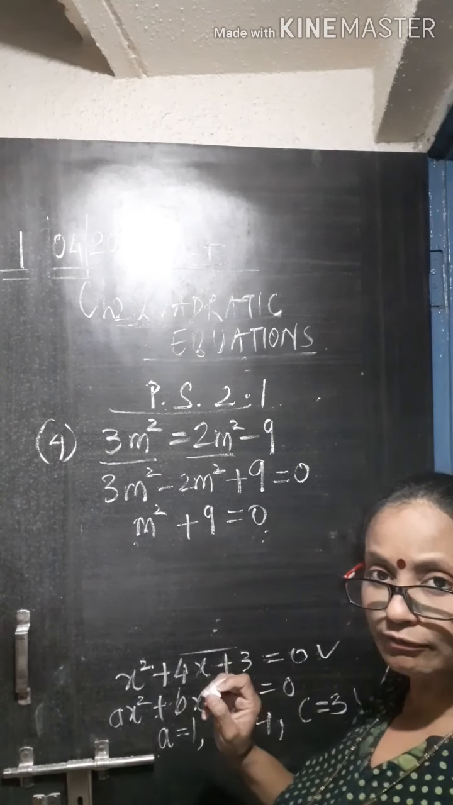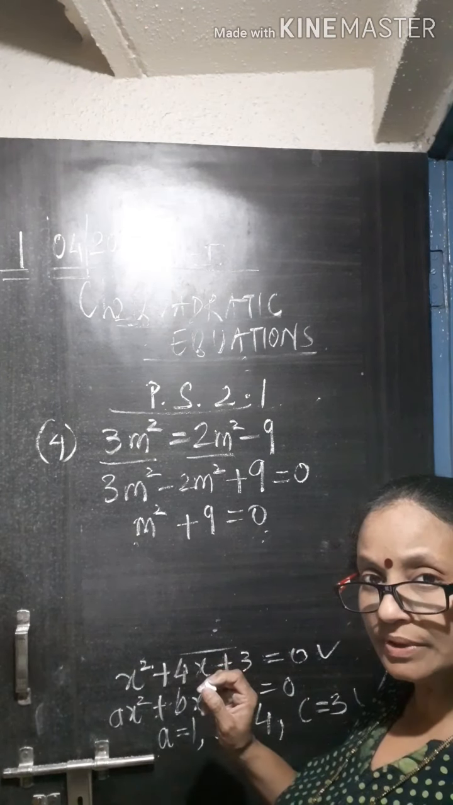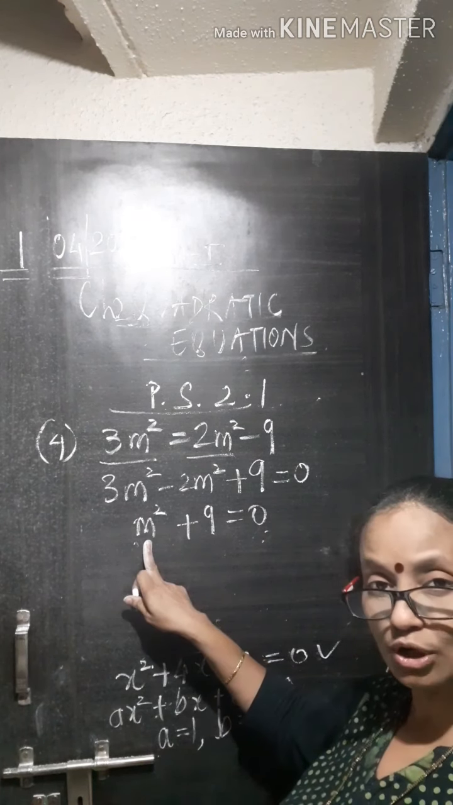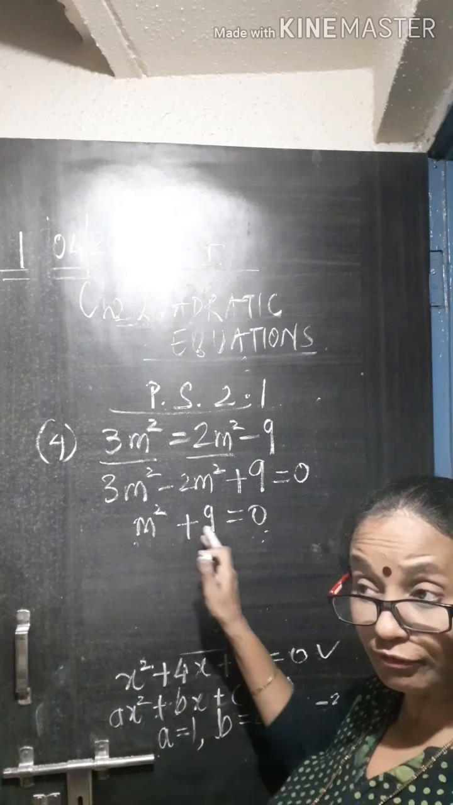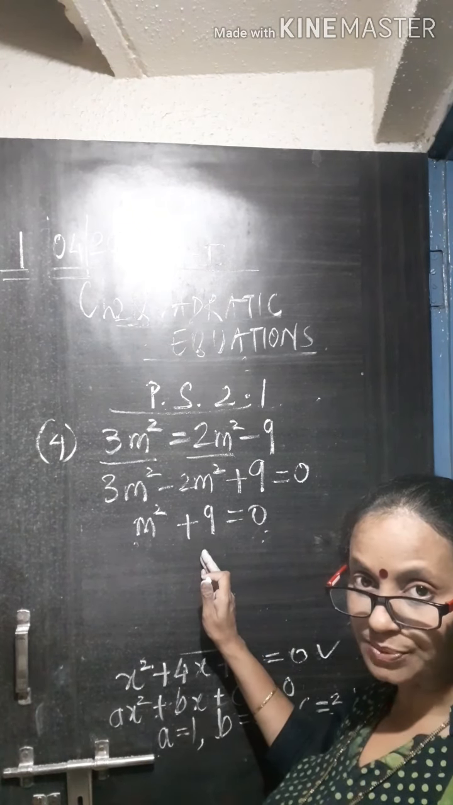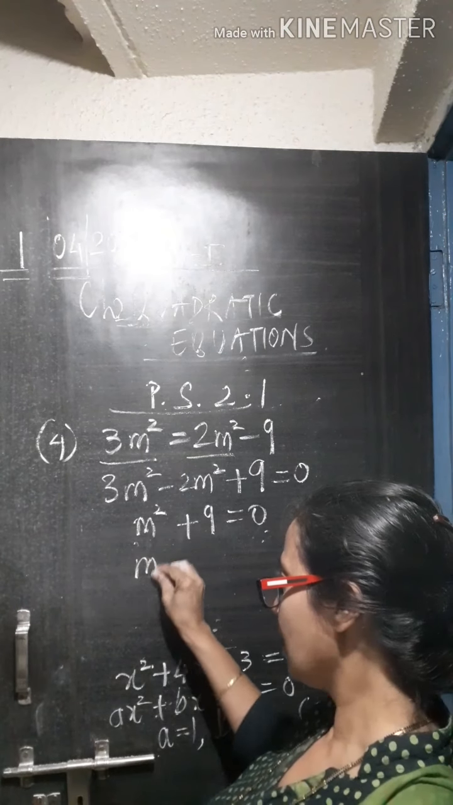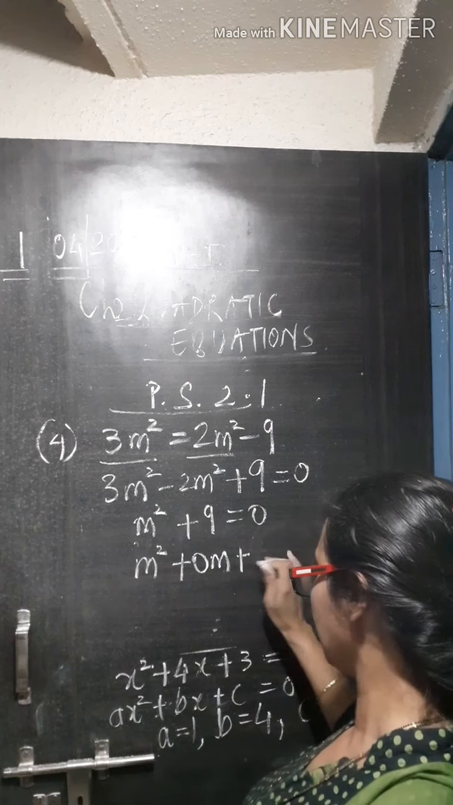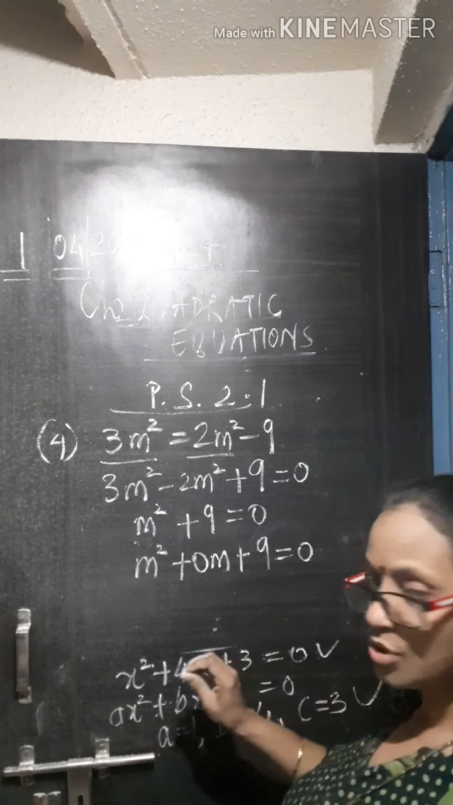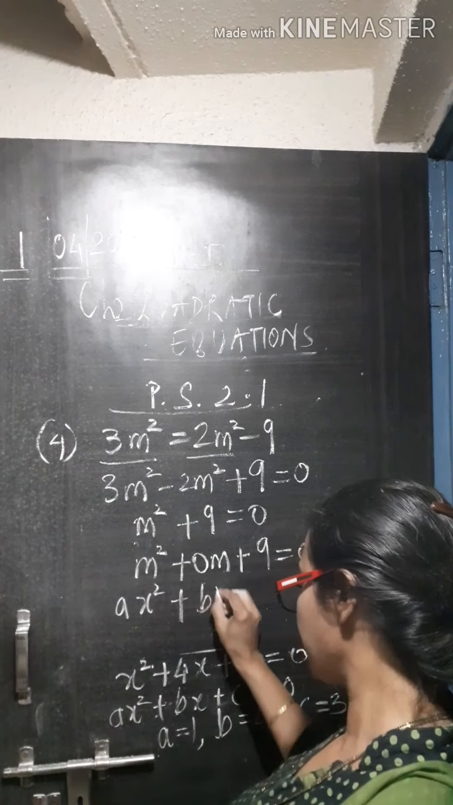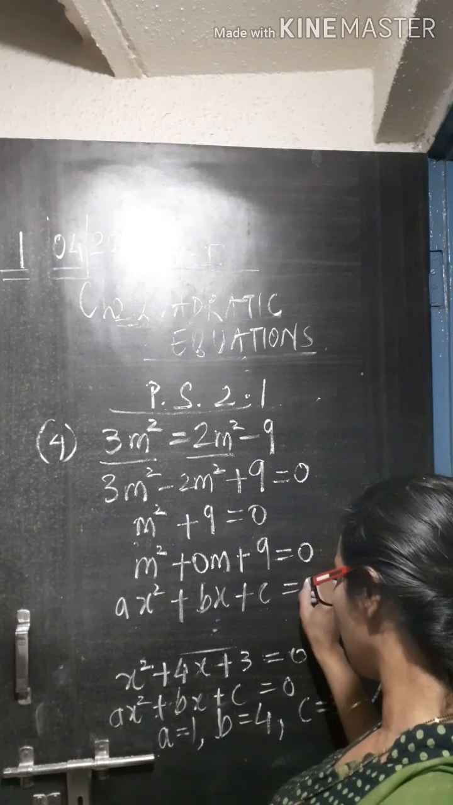So is it a standard form? What is our standard form? ax² + bx + c = 0. So here we have m² instead of x². Instead of bx, what should I have? I should have m at least. Since m is not there, I can write m² + 0m + 9 = 0. So I again get the standard form ax² + bx + c = 0.